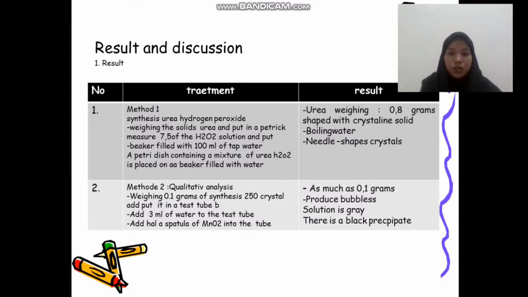And the second is method 2, qualitative analysis. Weigh 0.1 grams of the synthesized crystal and put it into a test tube. Add 3 ml of water to the test tube and add half a spatula of MnO2 into the tube. The result, with 0.1 grams, produces bubbles. The solution is gray, and there is a black precipitate.